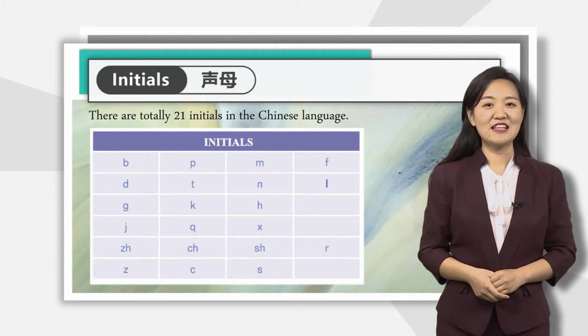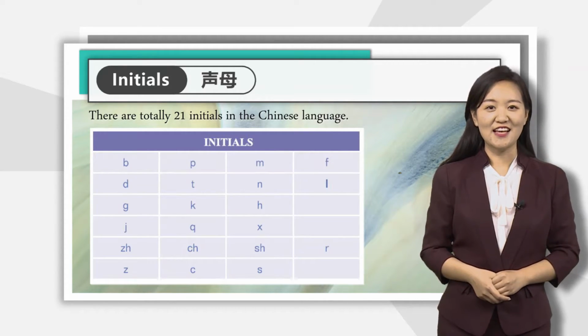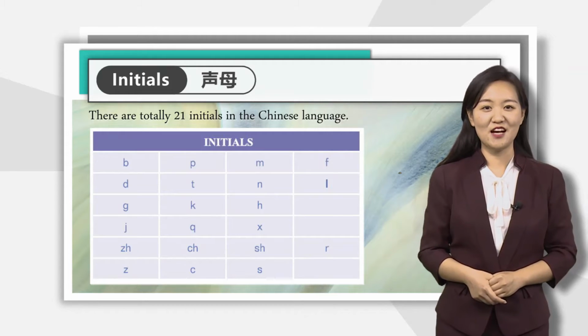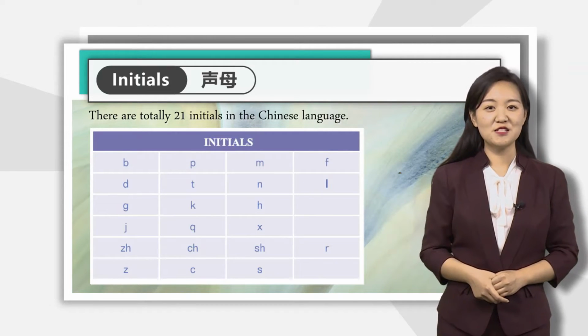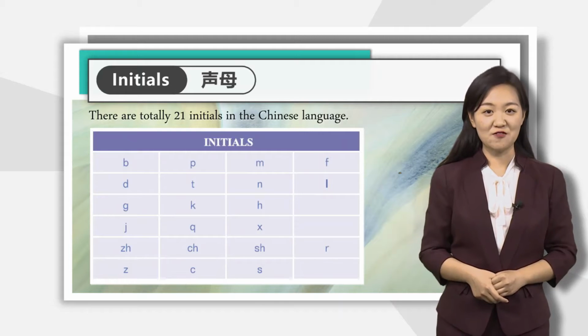There are 21 initials in total, and today we will learn 14 of them. In order to make the pronunciation more recognized, I will add a vowel after each of them. Please listen and read after me.